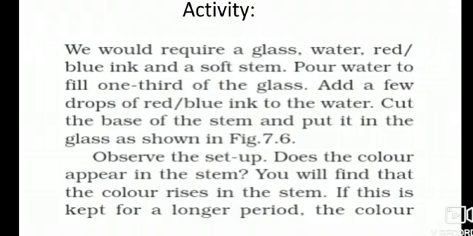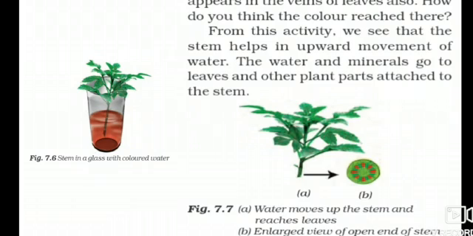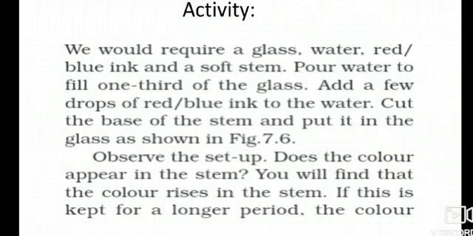Cut the base of the stem. The base means if the roots are there, just cut them off and put the stem into the glass as shown in figure 7.6. See 7.6, you can see roots are not there, right? Only the stem is there, and it has been put in red colored water. Observe the setup. Does the color appear in the stem?